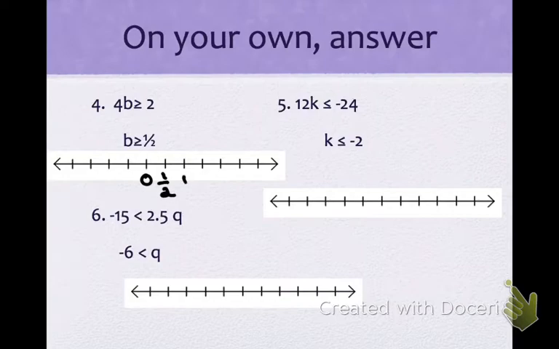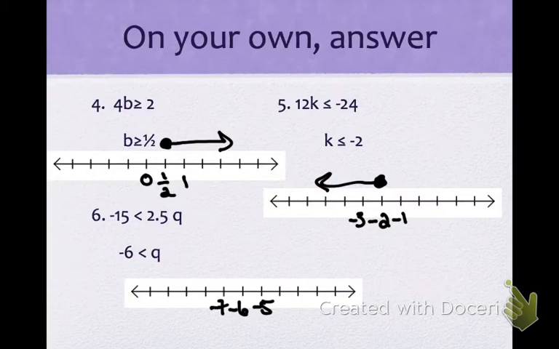And then for graphing, I'm going to count my halves again on that first one. So I have 0, 1/2, 1. You put a closed circle above the 1/2. I want b to be greater than or equal to 1/2. On number 5, I'm going to put a -2, -1, -3. Closed circle over the -2. K needs to be a number less than or equal to -2. And then 6, I have a -6, -5, -7. Open circle above the -6 because there's no line under the sign, and I want Q to be a number greater than that. So make sure you have all those answers in your notebook. If you need to pause the video to fix something, go ahead and do that.